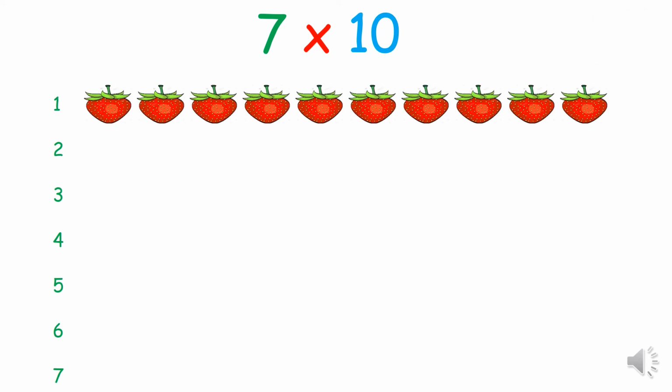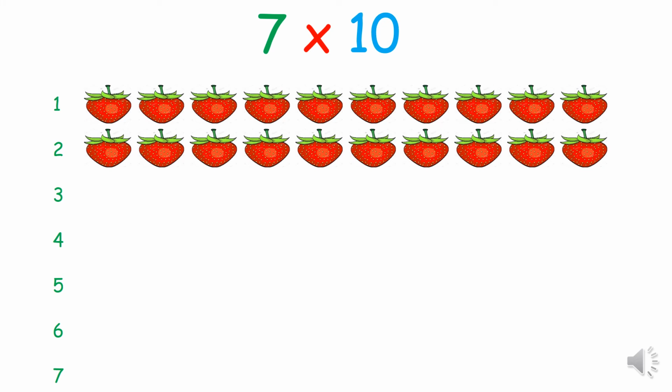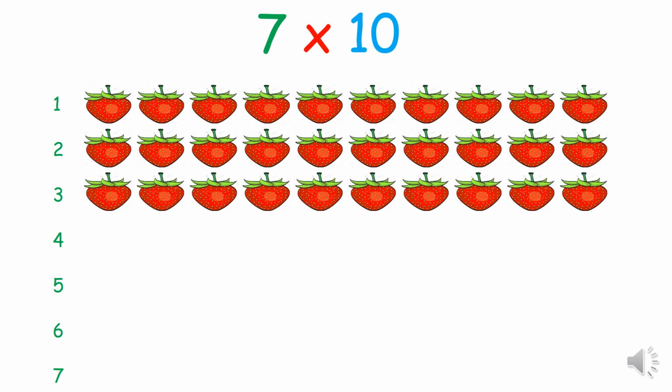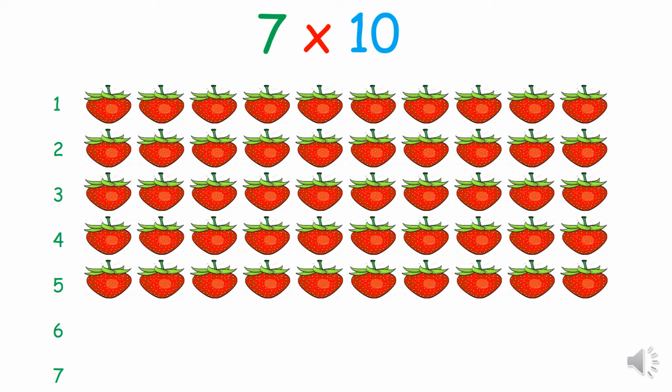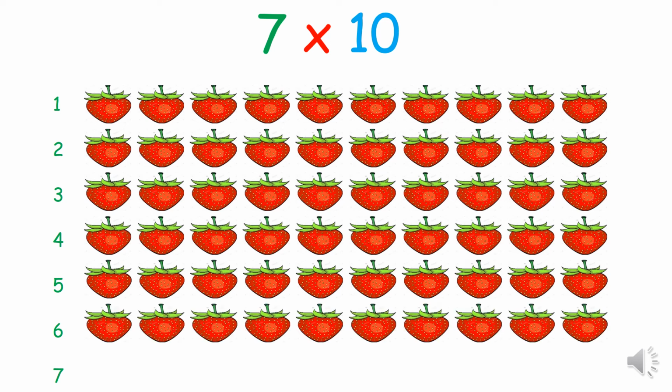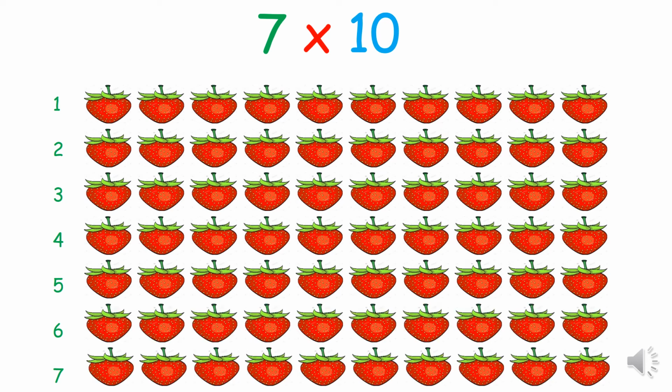1 equal group of 10. 2 equal groups of 10. 3 equal groups of 10. 4 equal groups of 10. 5 equal groups of 10, 6 equal groups of 10, 7 equal groups of 10. That's a lot of strawberries.